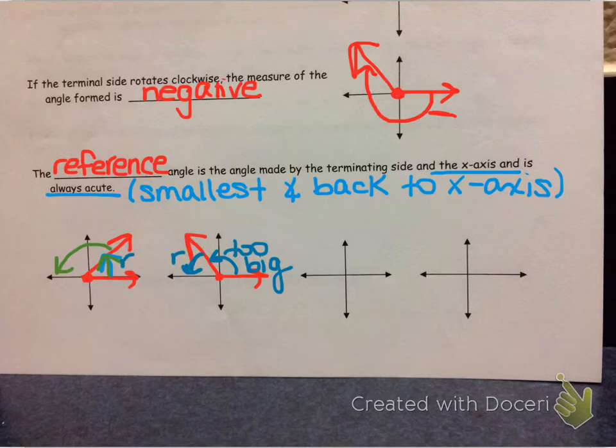So what I want you to do really quick is sketch an angle in standard position that terminates in quadrant 3 and figure out which way the reference angle would go, and then draw an angle in standard position that terminates in quadrant 4 and figure out which way its reference angle would go. So pause for just a second and do that.